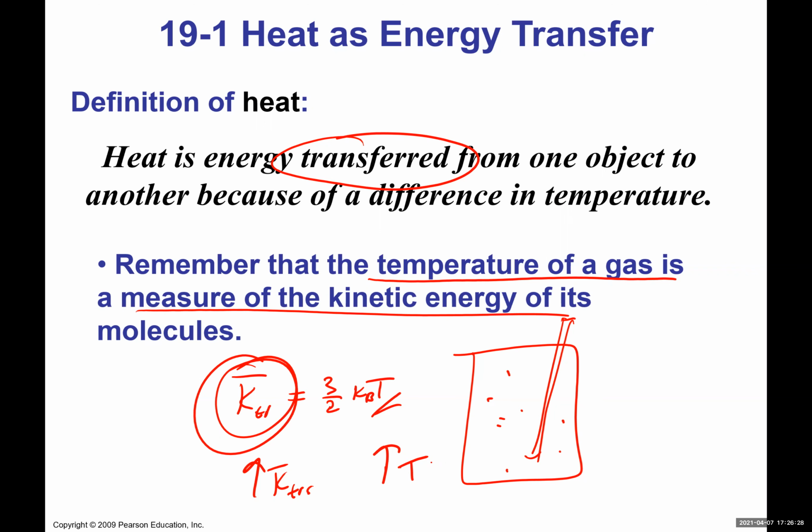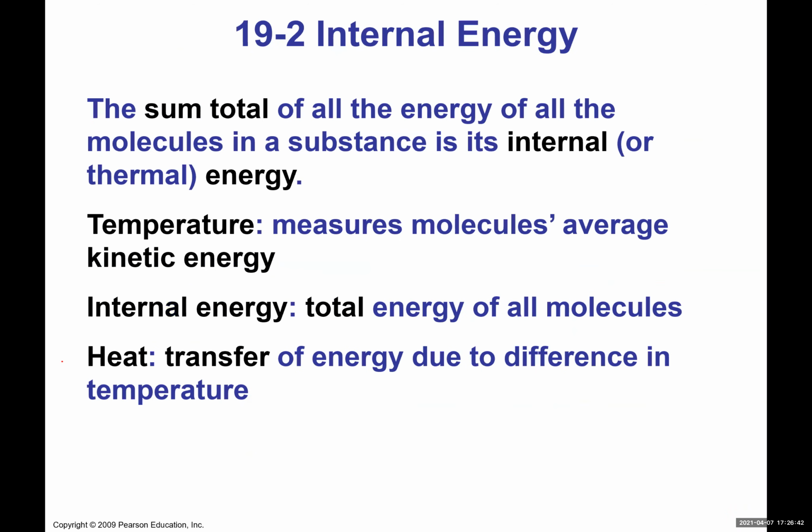And remember, we also have the internal energy, which was thermal energy, the total kinetic energy. Those are different things: average kinetic energy and total kinetic energy are two different things. If you add all of those kinetic energies together, the sum total of all the energy of all the molecules in a substance is called its internal or thermal energy.